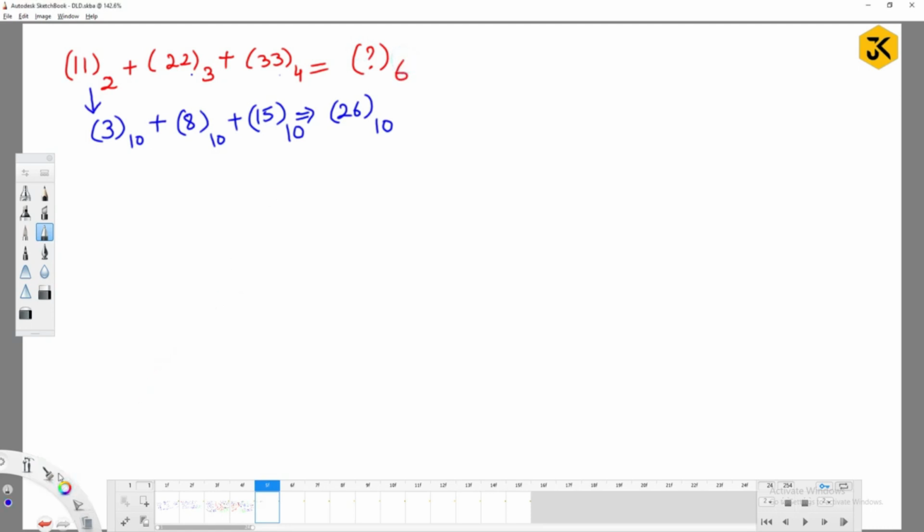What you have to do now? You need to convert this 26 base 10 into base 6 format. If you would like to convert into base 6 format, you have to divide by 6. So 26: 6 fours are 24, remainder 2. So the answer, in place of the question mark, you have to place as 42 base 6.